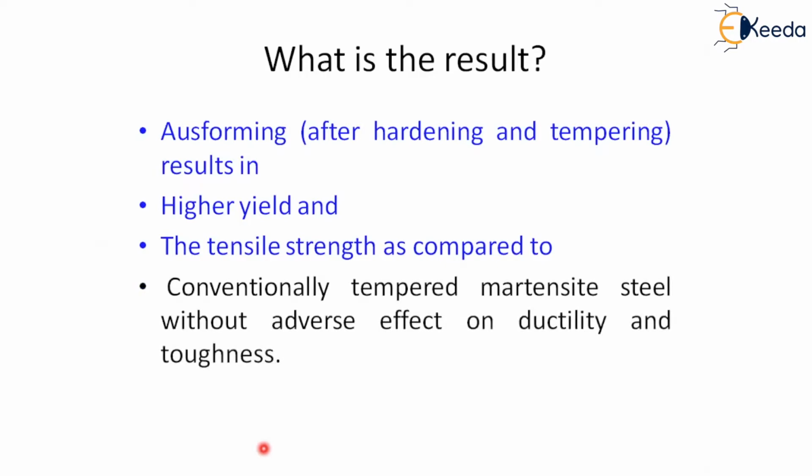So if you get martensite steel through the normal conventional process, this martensite is different from the conventional martensite. The martensite we get with the ausforming process is a different martensite, in which ductility and toughness are definitely going to be affected. So that is the main result that we are going to get.